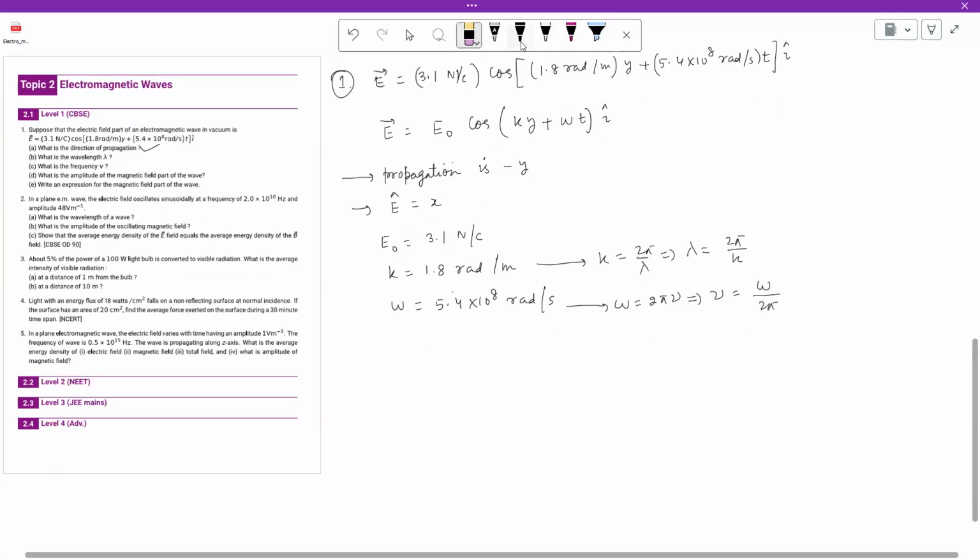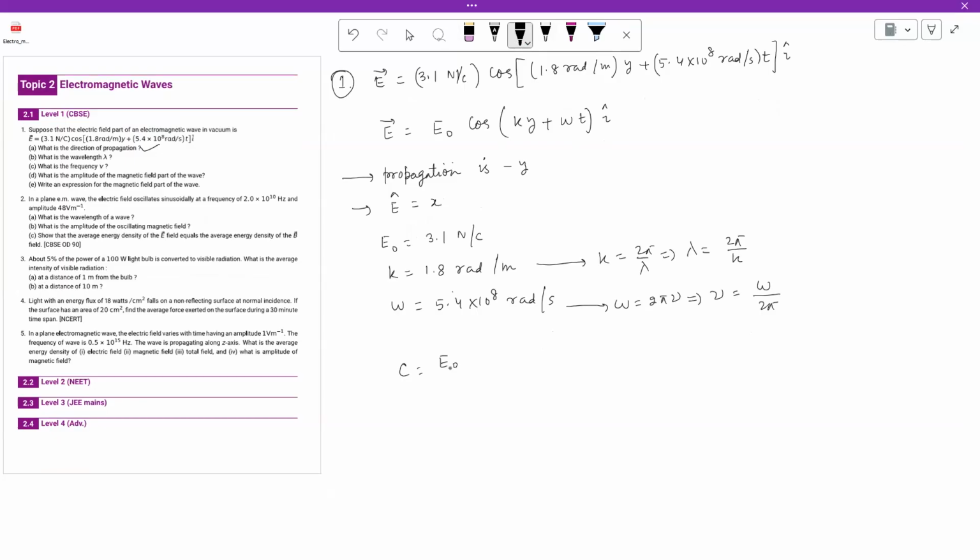What is the relation? C is E naught by B naught, so B naught would be E naught by C. E naught is 3.1 divided by 3 into 10 to the power 8. So roughly we can write this as 1.03 into 10 to the power minus 8. So this is B naught.